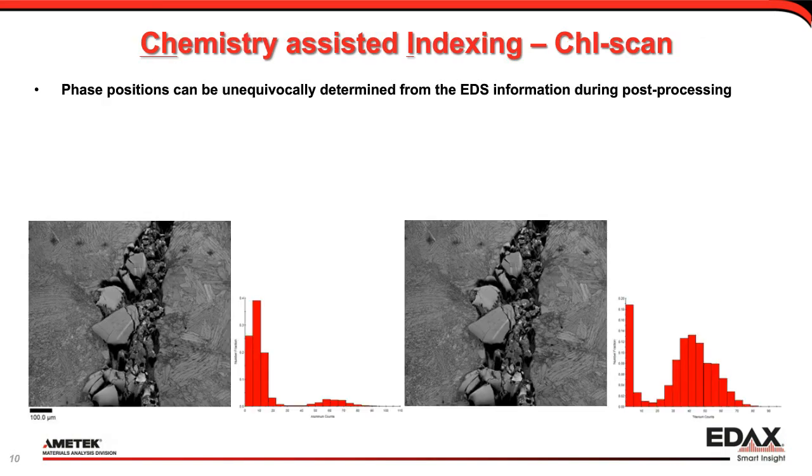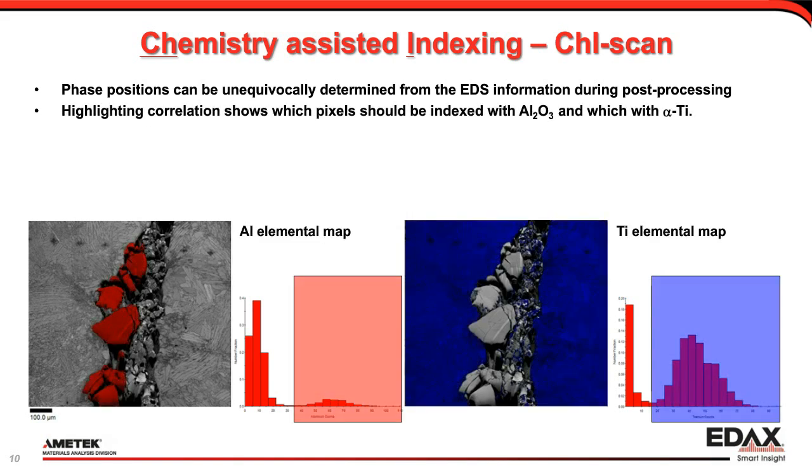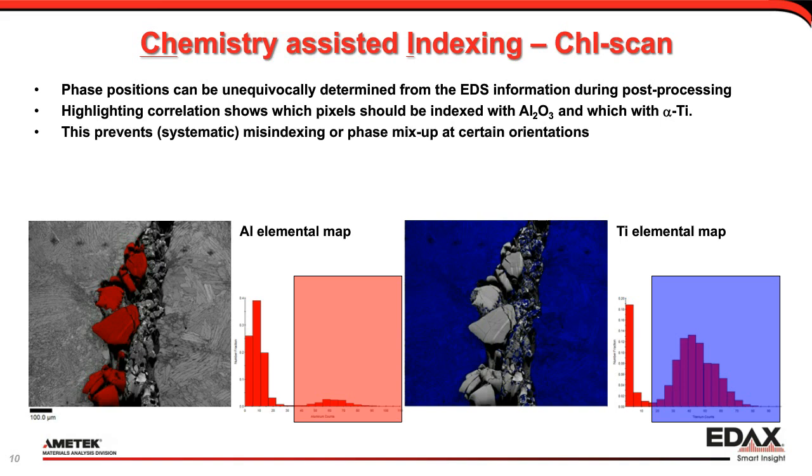The phase assignment using chemistry can either be done automatically or manually using interactive highlighting. In this slide, you can see 2 EDS charts or frequency histograms that illustrate the number of EDS counts at all pixels in the maps. By selecting the high signal parts of both charts, you can easily select the target grains in the map. These colored points are then assigned to the desired phase for reindexing. This chemical verification then prevents misindexing or a phase mix-up at certain orientations, even if the patterns happen to be very similar.